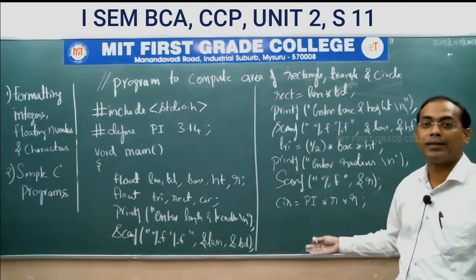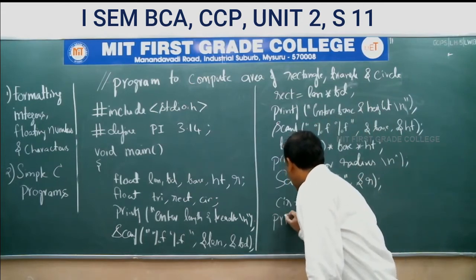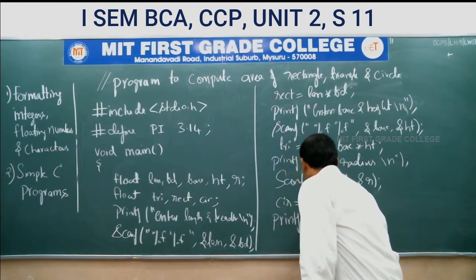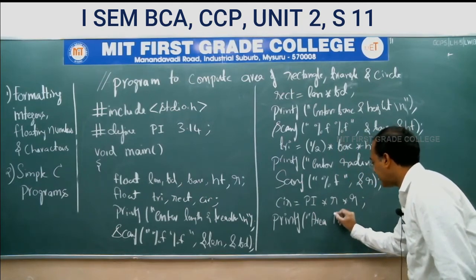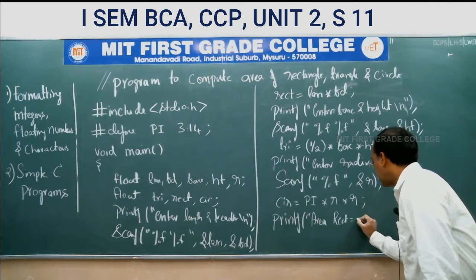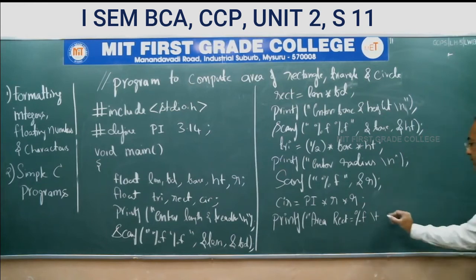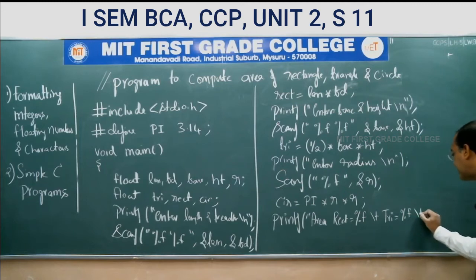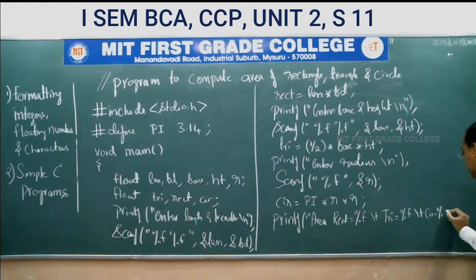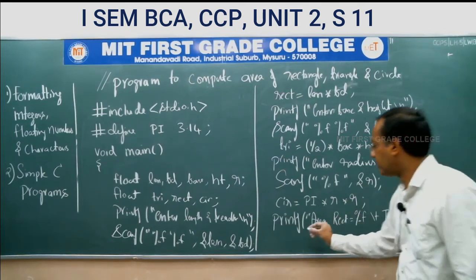Now the next step is what? To display the output. So I will just display it over here in one statement itself. Printf "area RECT is equal to %f\t, TRI is equal to %f\t, and then CIR is equal to %f", close, and I am going to continue here because it will not be visible.